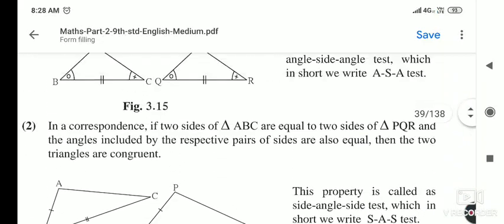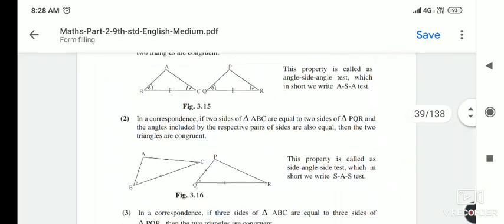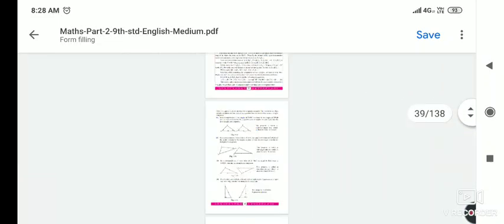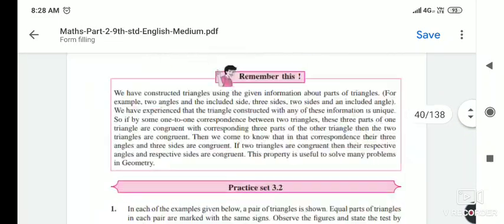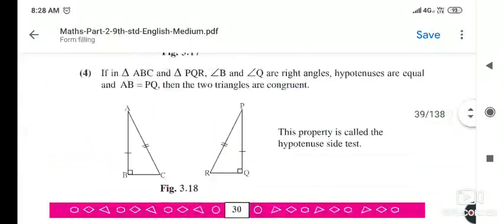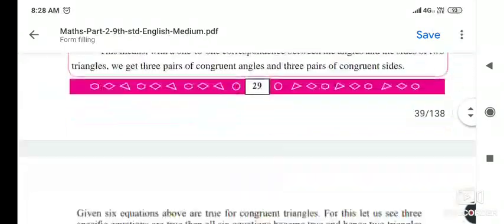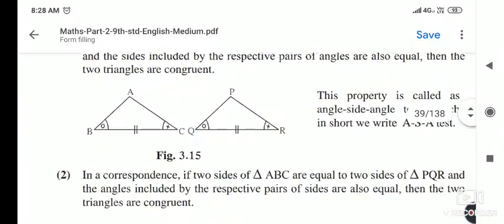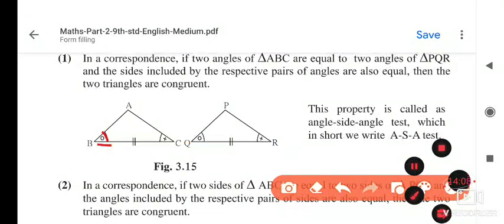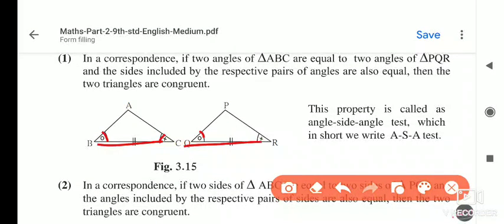So today we have seen the four tests of congruency, and these four tests are, if you see the figure, first, ASA. Which test have we seen?